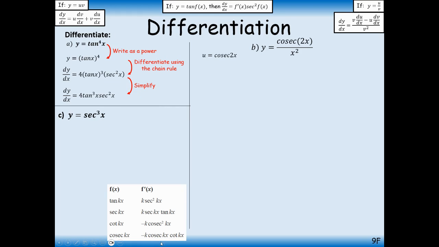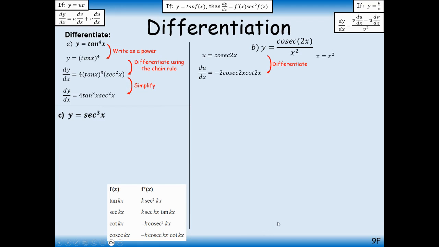The derivative of cosecant, if you don't remember, is negative cosecant x times cotan of x. Now that k is a constant that may or may not be 1. In our case, that k is actually a 2. So therefore, we do have to apply the chain rule there and bring out the 2 at the front and write this as negative 2 cosecant of 2x times cotan of 2x.